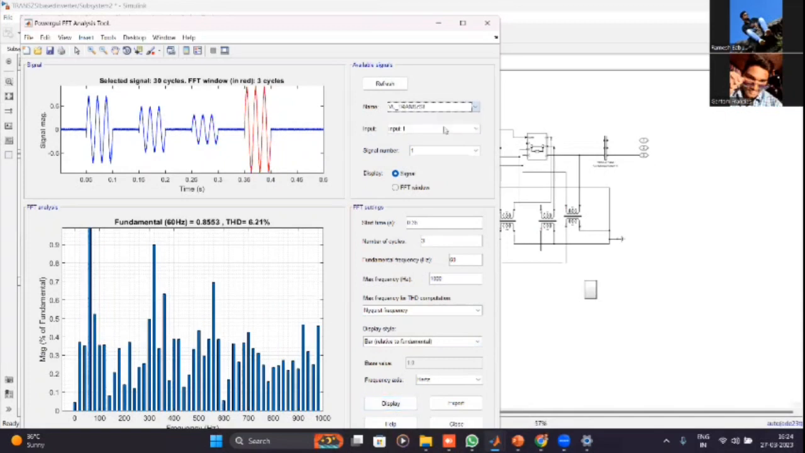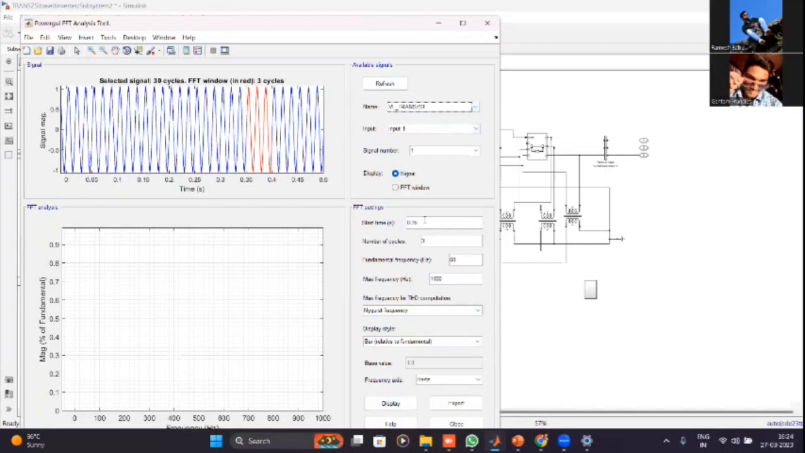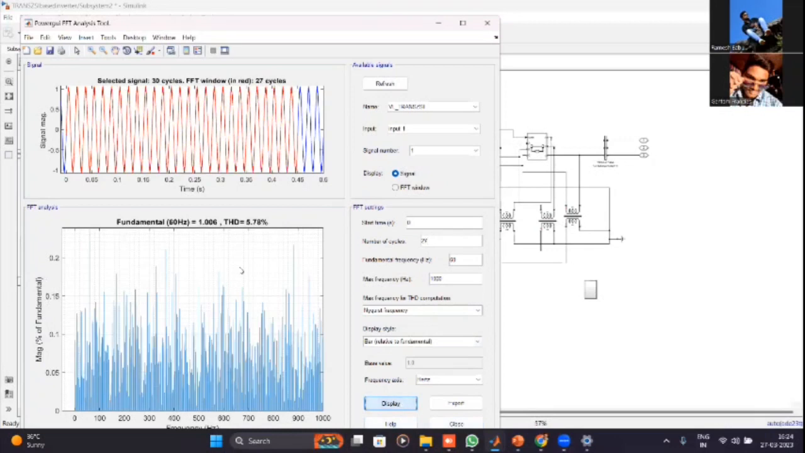Overall, we have maintained the value for each period within the IEEE standard for THD, which is less than or equal to 5%. The value is 5.78. When compared to other DVRs, TransZSI has shown 5.78 when compared to the others. Thank you.